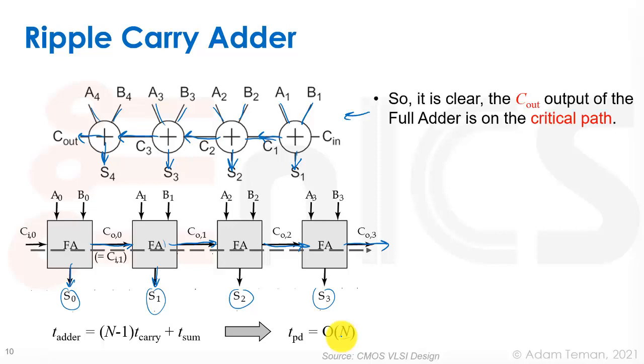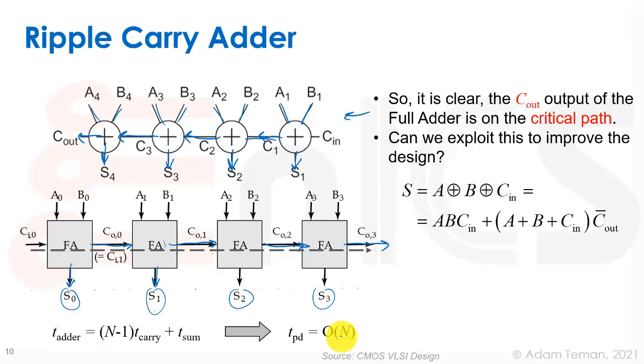And it's very clear that the carry out is the critical path. Can we exploit this to improve the design? Well, let's again go back to how we write the equations for the full adder, and we can see something interesting. The sum, which is A XOR B XOR C, can actually be rewritten, if you really play around with this Boolean algebra, to be something like this. It's two parts of an equation. One is A B C in plus (A plus B plus C in) times C out bar.